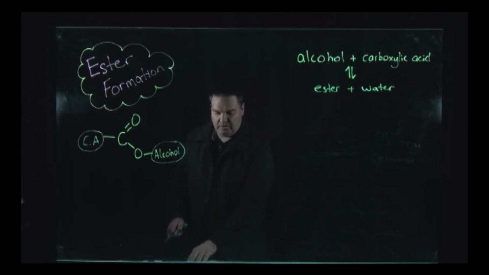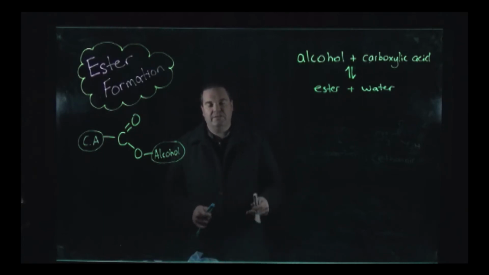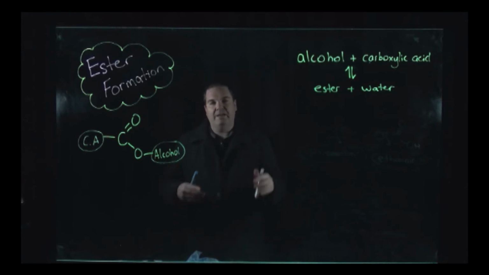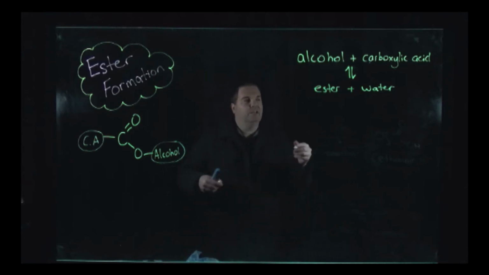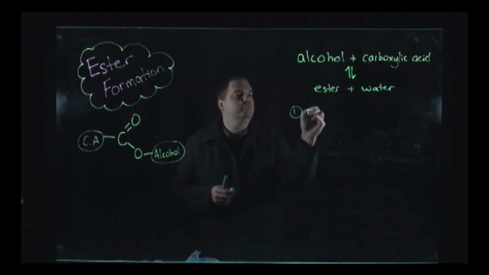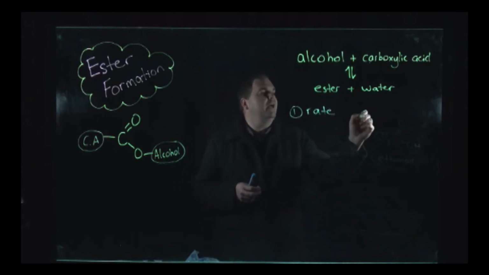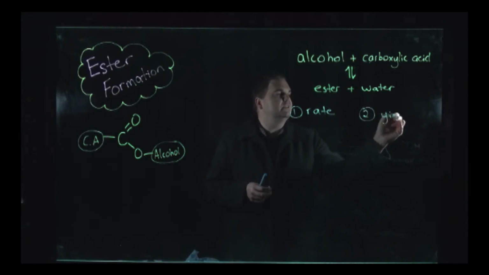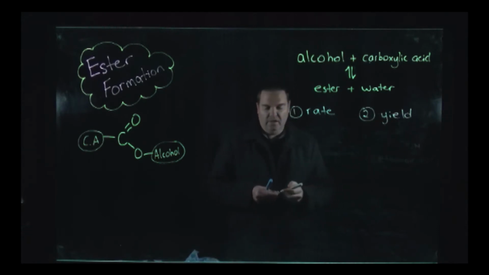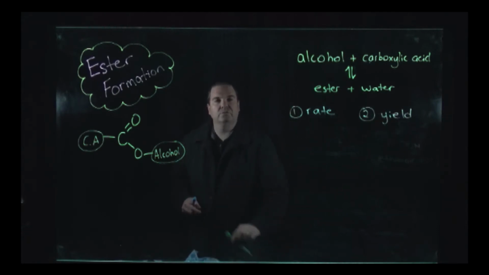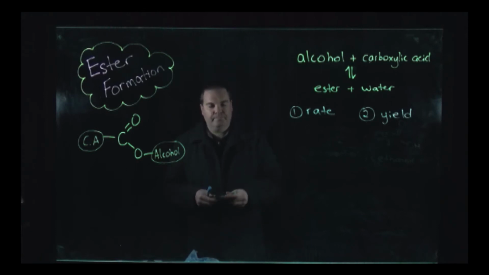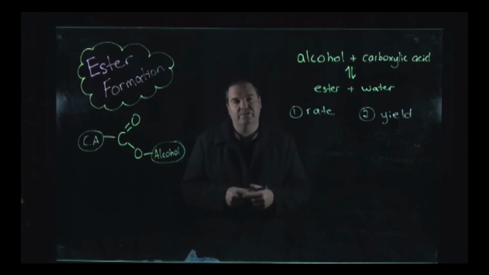You're not really going to get any of your ester formed. So the conditions that you need to use are things that will impact the rate, so you want to increase the rate, and you want to increase the yield of your ester. There's a couple of things that we can do to increase both of those. Now, if you think about collision theory, the easiest way to increase the rate is to use heat.